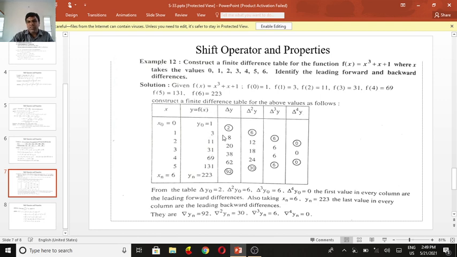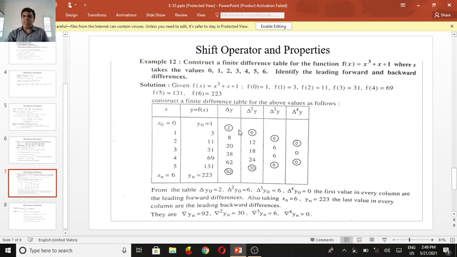Delta y, the first difference. 3 minus 1, we get 2. 11 minus 3, you get 8. 31 minus 11, you get 20. 69 minus 31, we get 38. 131 minus 69, we get 62. 223 minus 131, we get 92.